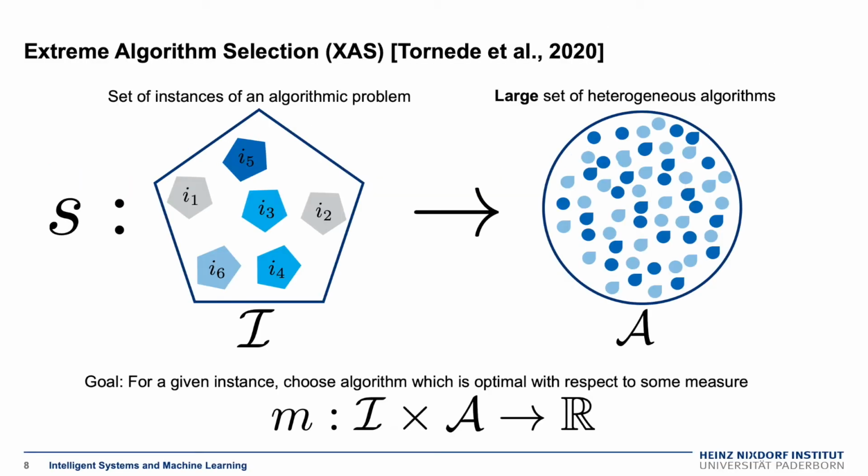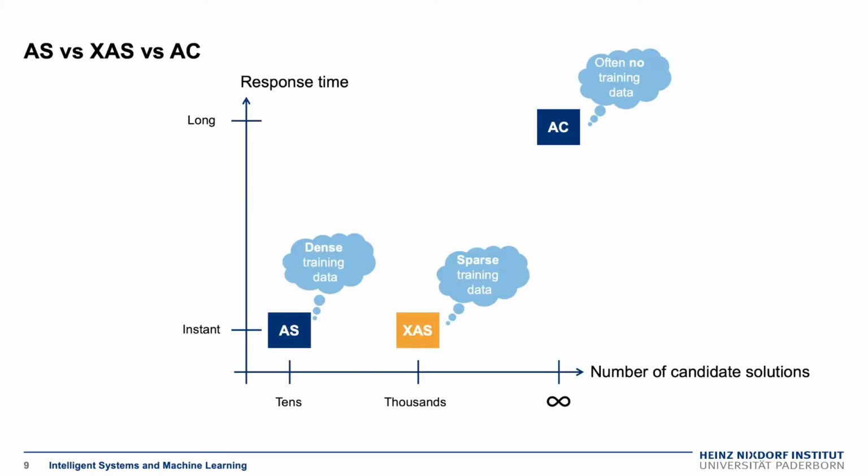So the general scheme of extreme algorithm selection is still the same as in algorithm selection. The only difference here is that the number of algorithms we can choose from is now extremely large, but still finite. That's an important point, and it has several implications, which we'll come to in a second. So let's look at this in comparison to some other problems. You already know algorithm selection now, yeah?